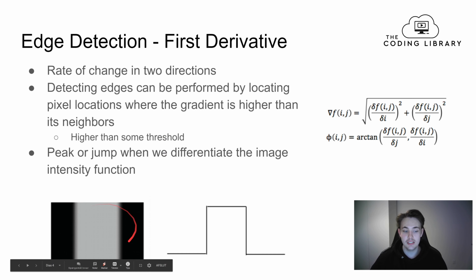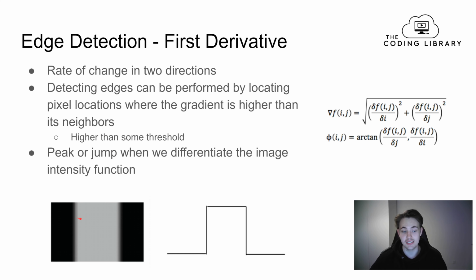And as we can see down here to the left, an edge is when there is a change in the intensity of the image, which is also the same thing that we're doing when we're calculating the gradient, as we can see over here to the right, where we have the formula for the gradient and also for the orientation of the gradient.